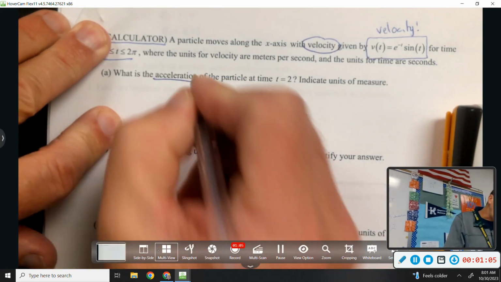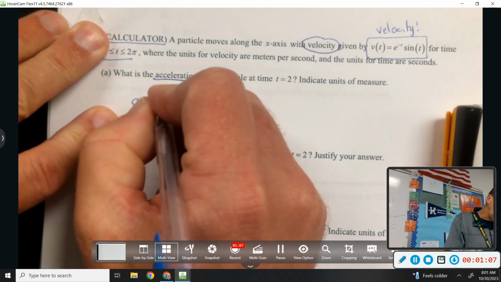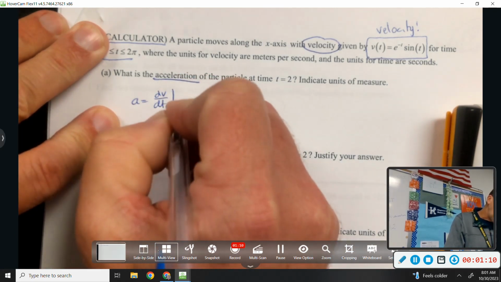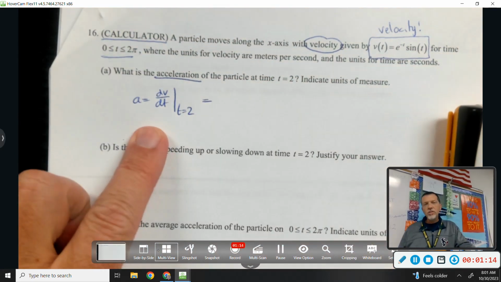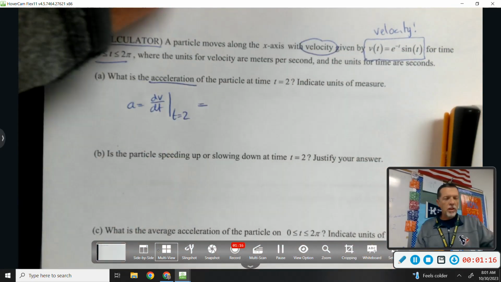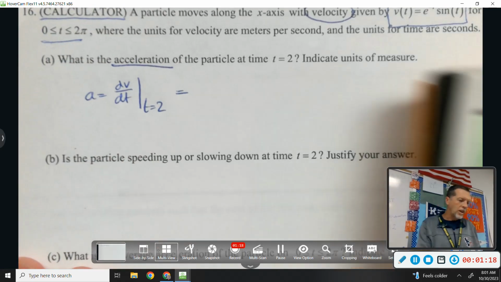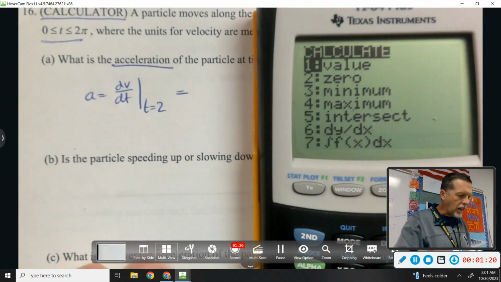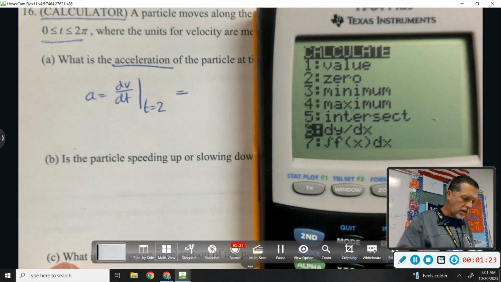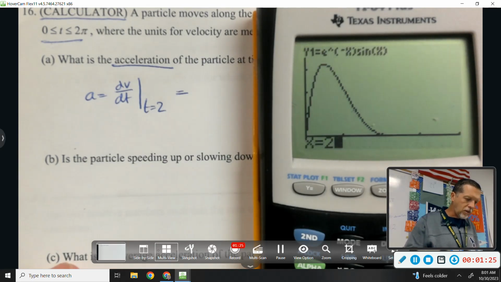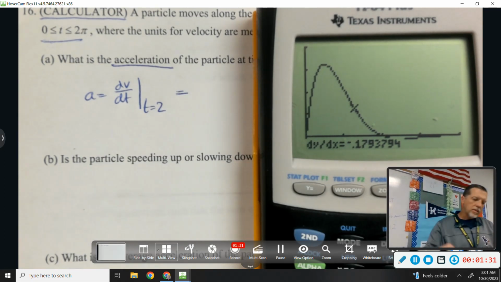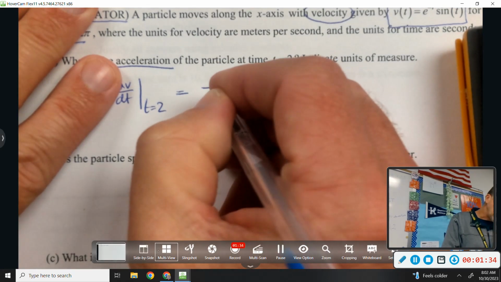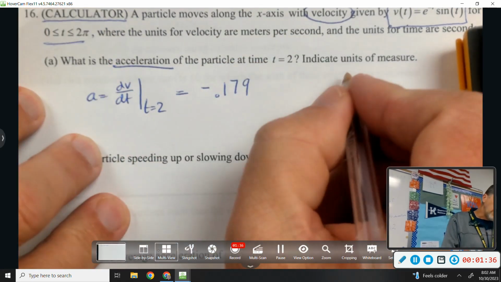All right, part A. What's the acceleration of the particle? Well, acceleration is dv/dt at time equals 2. So I need to see that. Don't just give me the answer. I assume that's what you're doing, but you have to tell me that's what you're doing. And I think a lot of you were doing it on the graph, dy/dx at 2. So there's my slope at time 2, negative 0.179. Indicate units.